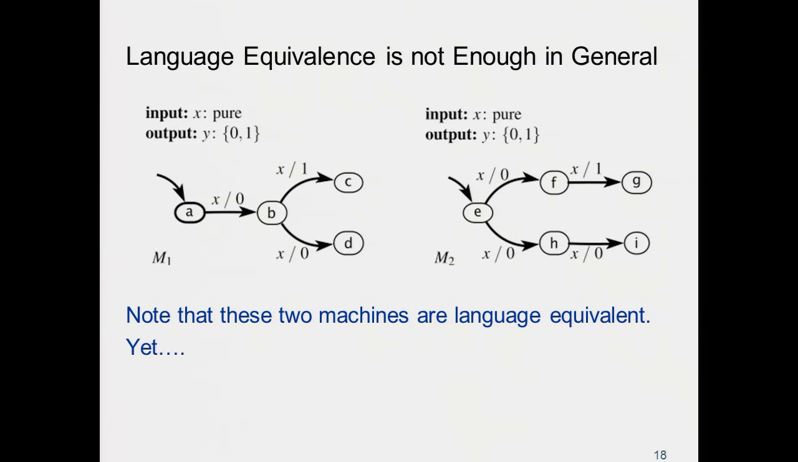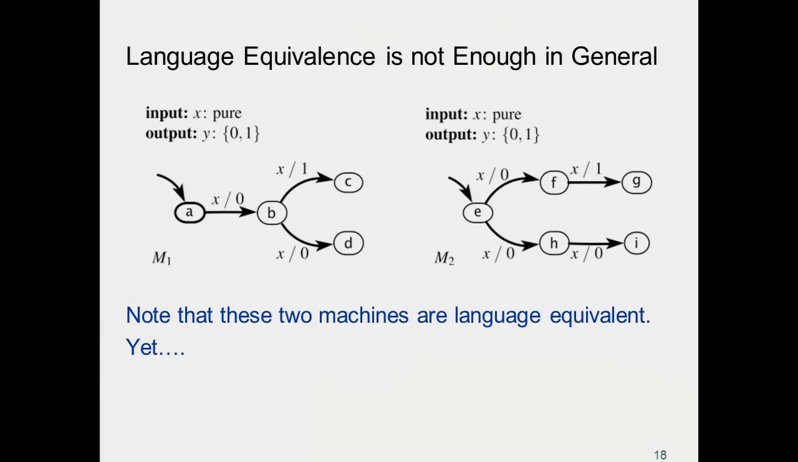Okay. So we said before that language equivalence is not enough in general for non-deterministic machines. So how so? We have this nice machine on the left, which is deterministic, and it says that if x is present, then it produces 0 and moves to b. Then if x comes again, I get 1 or I get 0. So if x is present, I get 1 or I get 0 in these sequences.